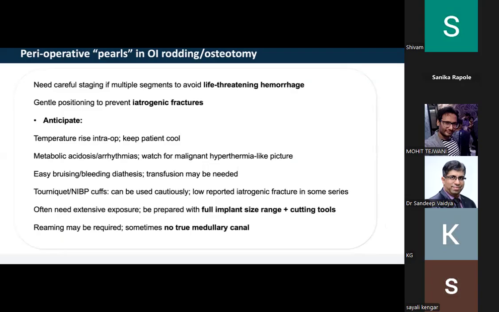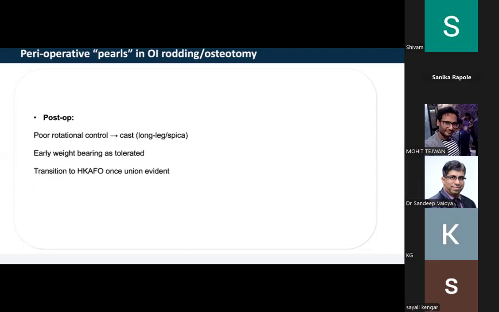We have to do gentle handling to avoid iatrogenic fractures during transfers and positioning. We have to watch for temperature rise and maintain cooling strategies. Anesthesia should monitor for metabolic issues as well. Bruising and bleeding can occur. We have to anticipate that they may need multiple transfusions and staging of the procedures to prevent life-threatening hemorrhage. We have to have all implant sizes available, and all types of cutters, pliers, and saws ready. Fluoroscopy has to be readily available during this procedure.